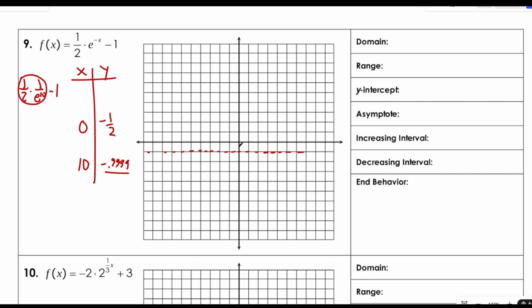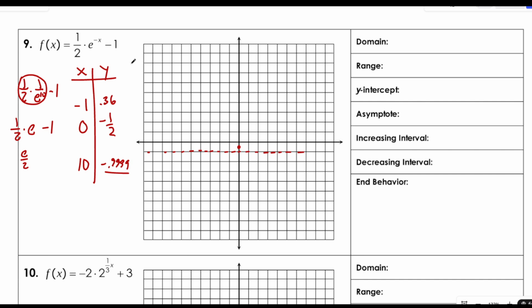Alright, so I've got 0, negative 1/2, and let me plug in some negative numbers, which will make this positive. So I'll plug in negative 1, I get 1/2 times e to the positive 1 minus 1. And this I'll just punch in my calculator. So e divided by 2 is 0.36.